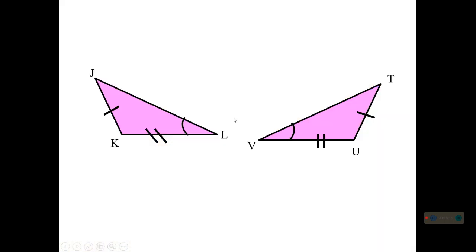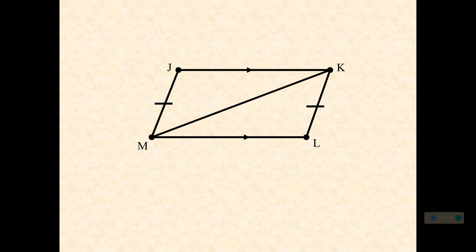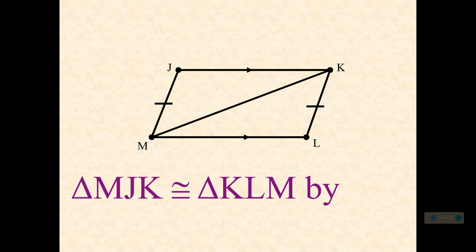Next, number 7. What can you say about the figures? Good idea. Not possible because, again, there is no SSA congruence postulate. Number 8, let's have this one. We have triangle MJK is congruent to triangle KLM by what postulate? Yes, that is SAS, using alternate interior angles rather.